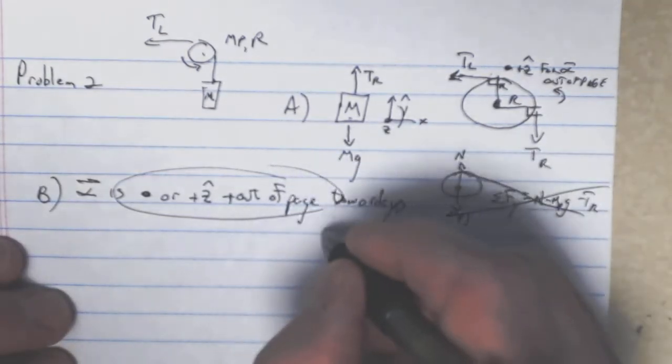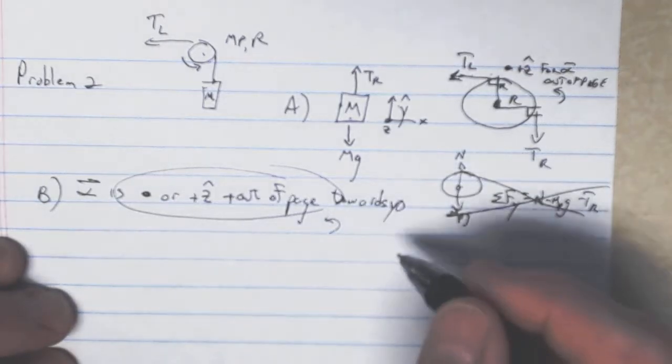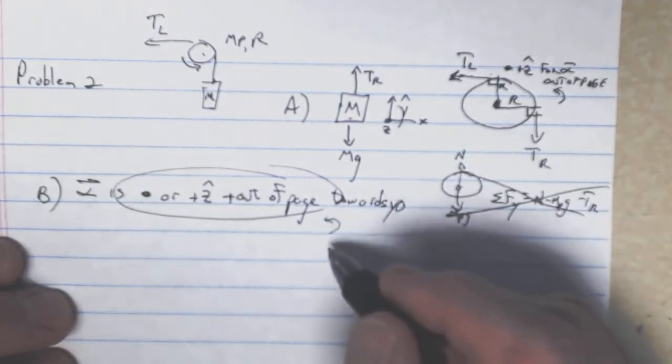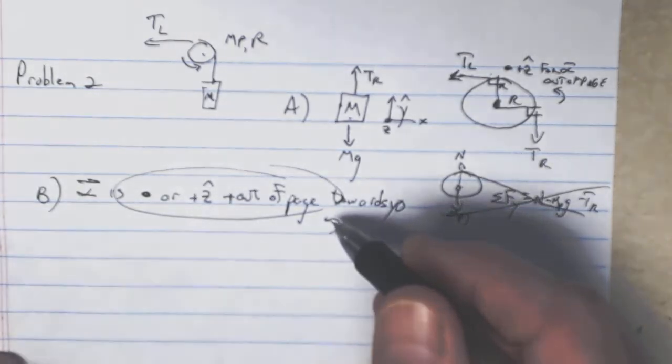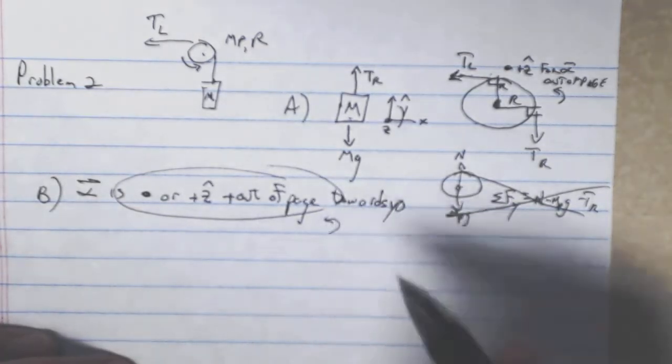What won't work is this. That counterclockwise direction is useful to think about, but it doesn't actually define a unique direction for alpha. So you'll lose a point if that's your answer.